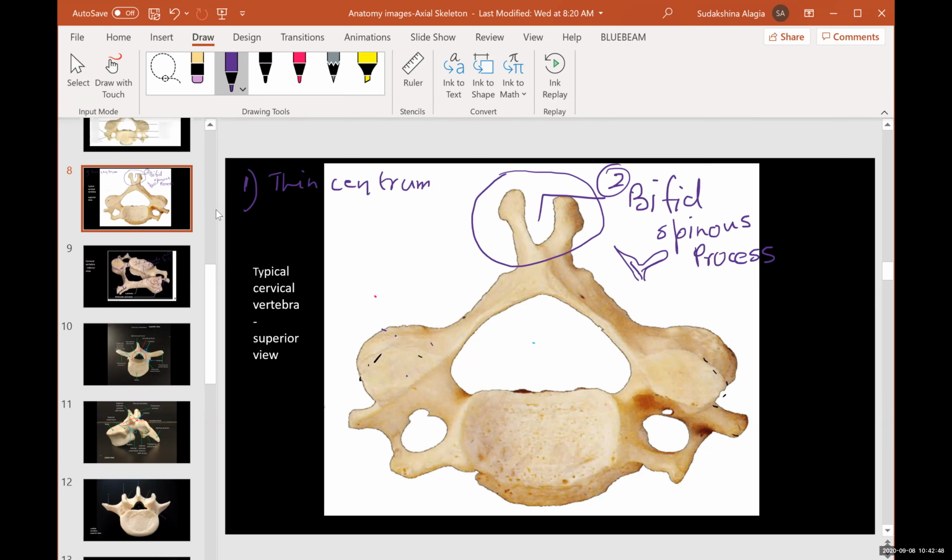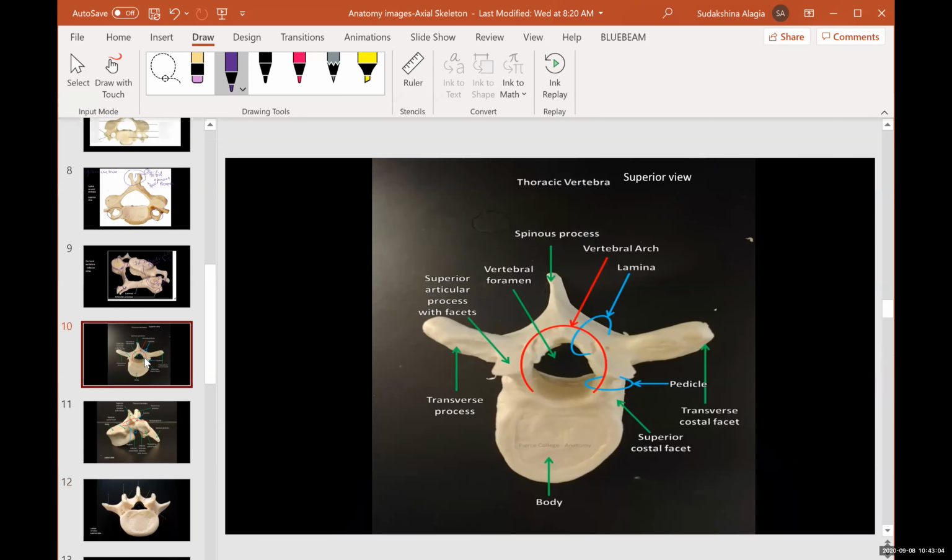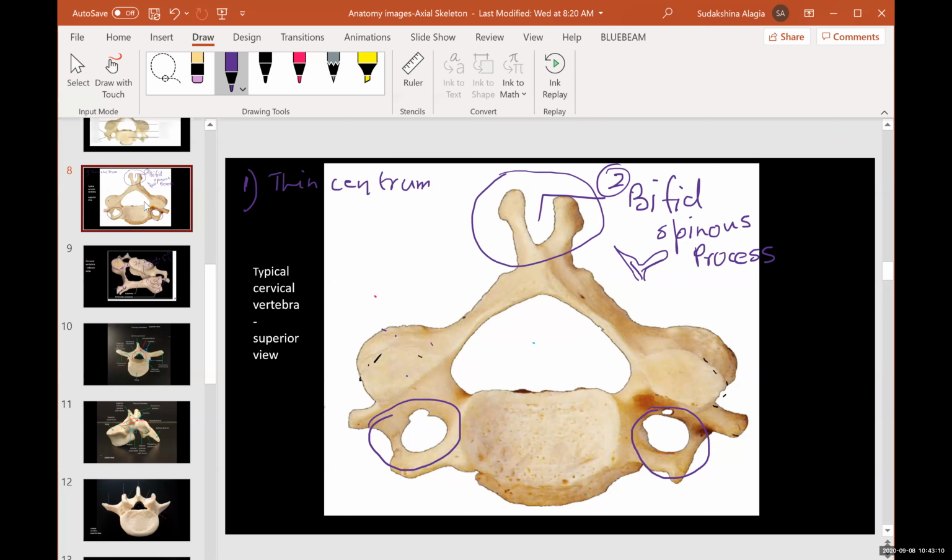And focus here, look at the transverse process. The transverse process has an opening in it. We don't see that here. Lumbar vertebra, solid transverse process. Thoracic vertebra, solid transverse process. Cervical vertebra, there's an opening, a hole through the transverse process.